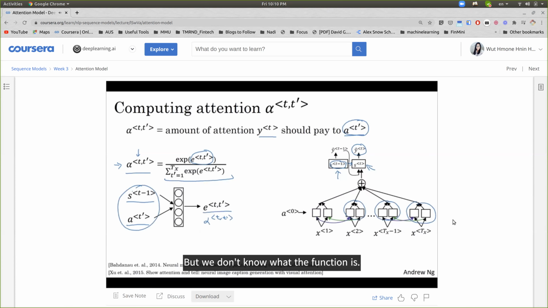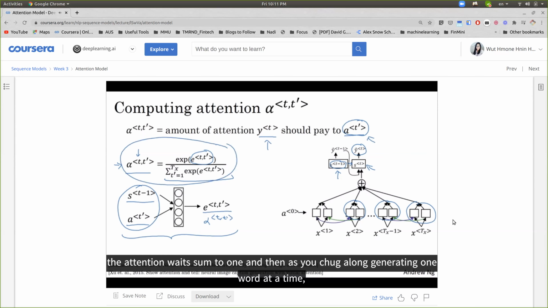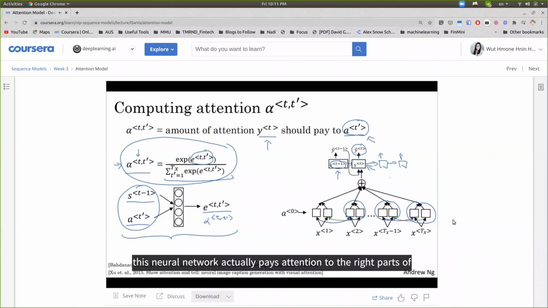But we don't know what the function is, so what we could do is just train a very small neural network to learn whatever this function should be, and trust gradient descent to learn the right function. And it turns out that if you implement this whole model and train it with gradient descent, the whole thing actually works. This little neural network does a pretty decent job telling you how much attention yt should pay to at prime. And this formula makes sure that the attention weights sum to 1. And then as you chug along, generating one word at a time, this neural network actually pays attention to the right parts of the input sentence and learns all this automatically using gradient descent.